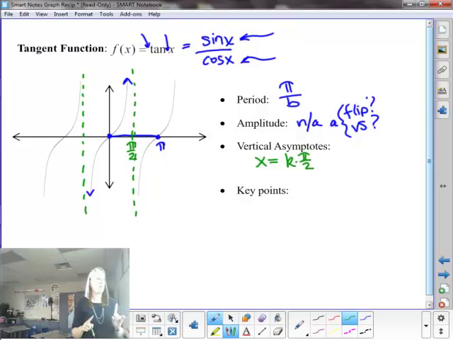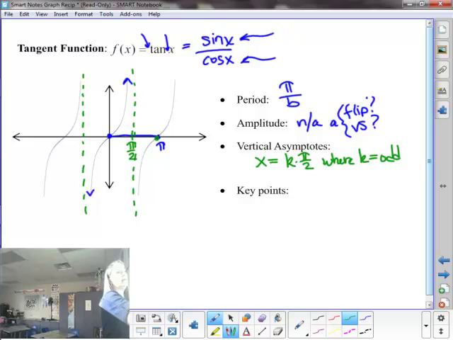It's actually going to be only the odd multiples of pi over 2. Because if k was even, if k was 2, 2 pi over 2 is just pi, and we've already decided that that was an x-intercept, so that doesn't work. So we're going to say that the vertical asymptotes are x equals k times pi over 2, where k is going to equal the odd integers.